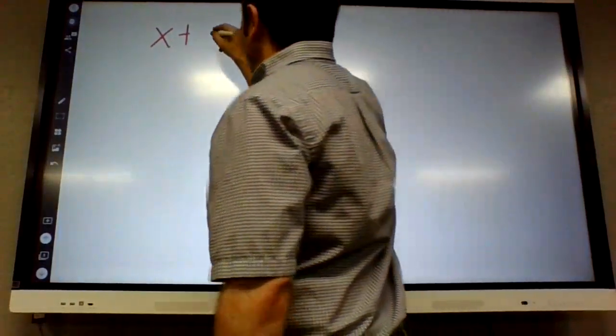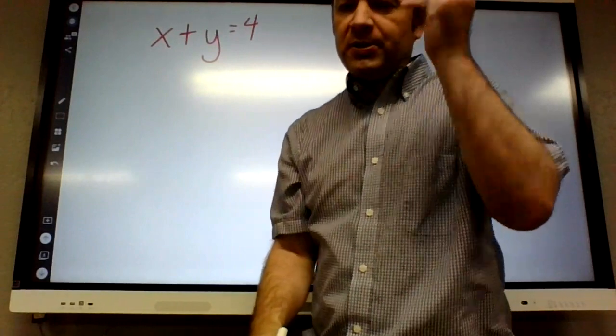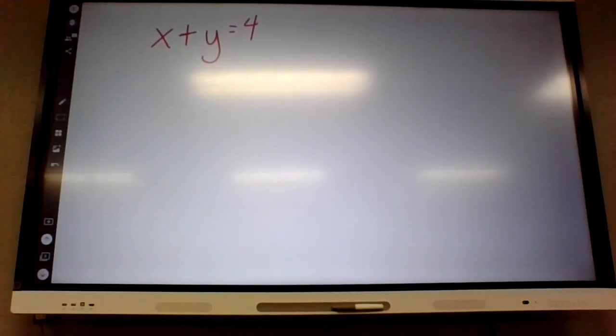Okay, how many solutions are there to this equation? How many solutions are there to the equation on the board?